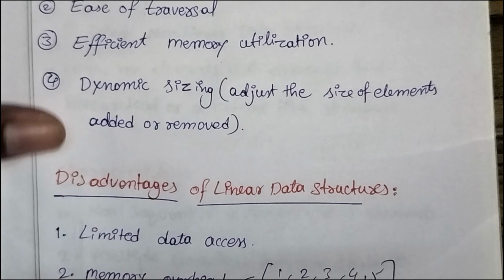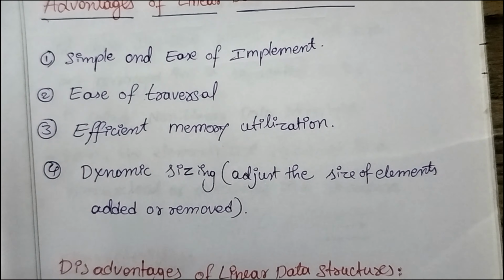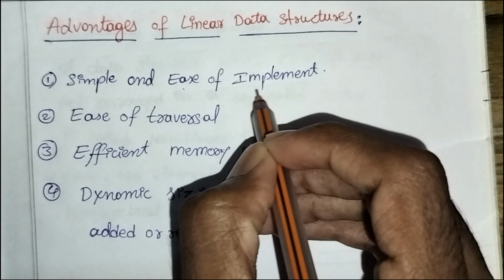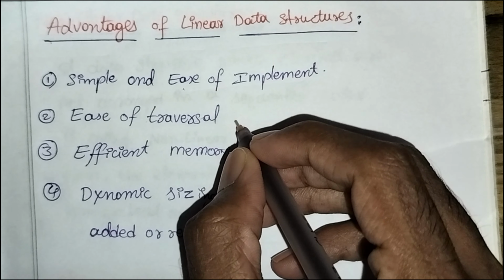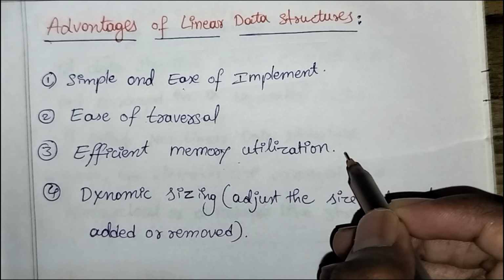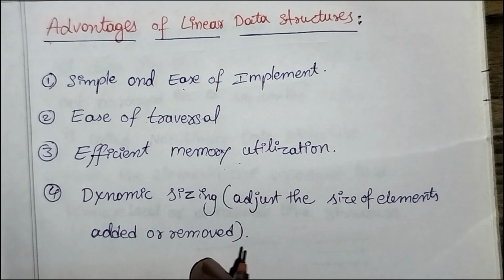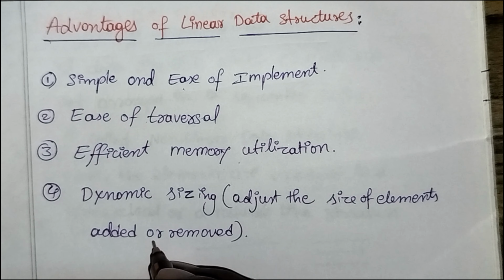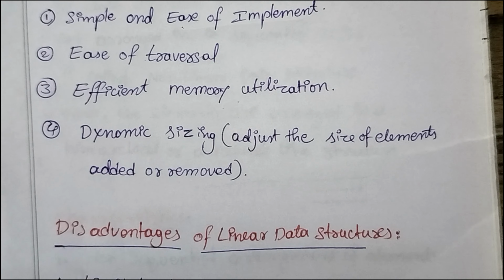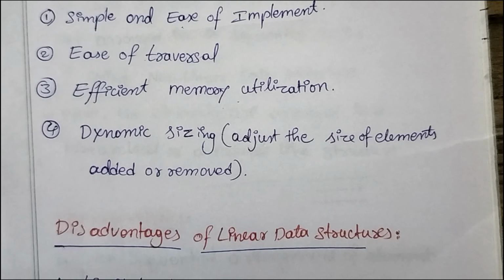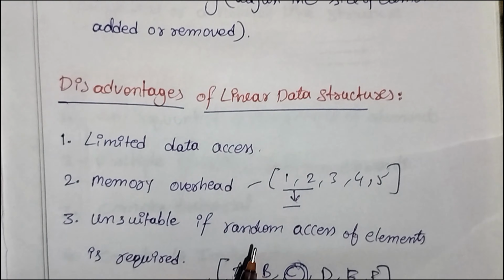Coming to the advantages and disadvantages. Advantages of linear data structures include being simple and easy to implement. It is easy to traverse a linear data structure, and efficient memory utilization is achieved. And dynamic sizing: elements can be added or removed without adjusting the size of the array or the data structure.